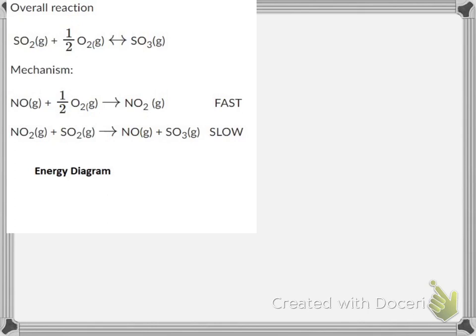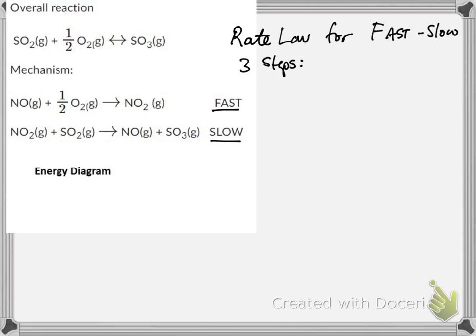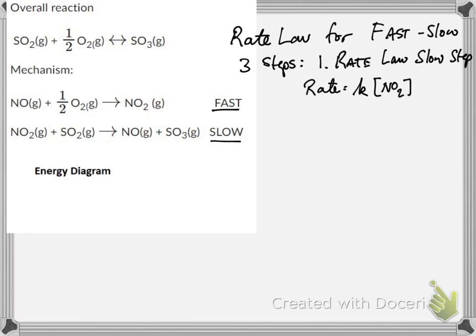Okay, so how do we generate the rate law? So we generate the rate law by a 3-step process. Step 1 is always construct the rate law from the slowest elementary step, right? That is the most important thing we do. So that means the rate is just NO2, just like we had it before, times SO2.